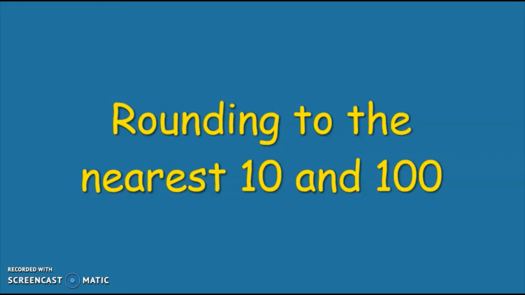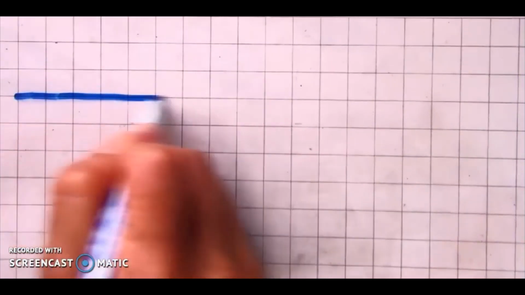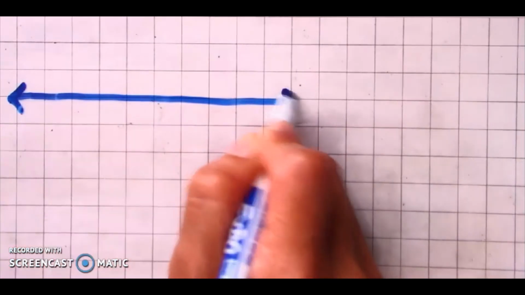In this lesson, you will learn to round numbers to the nearest 10 and 100. So what is a number line? A number line is a line, like so, that has numbers on it.